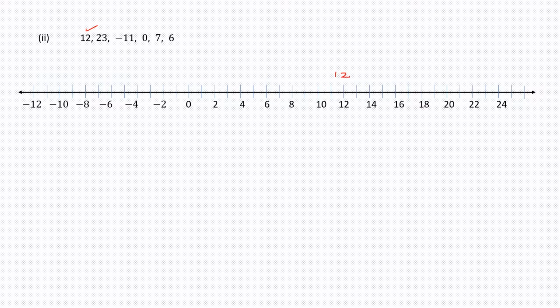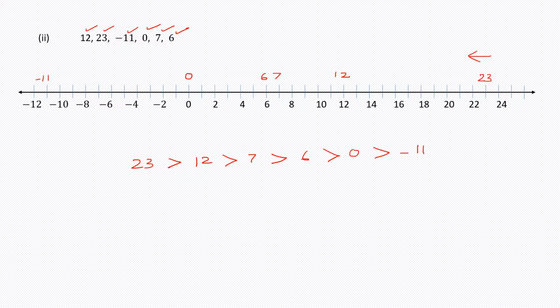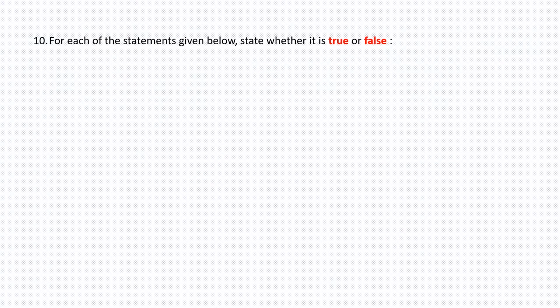12 is positive, so we have 12. 23 is positive on the right side. Minus 11 is negative on the left side. 0 between positive and negative. 7 positive on the right side. 6 positive on the right side. Okay, descending order means we move this way. So let's start. 23 is greater than 12, is greater than 7, greater than 6, greater than 0, and greater than minus 11.